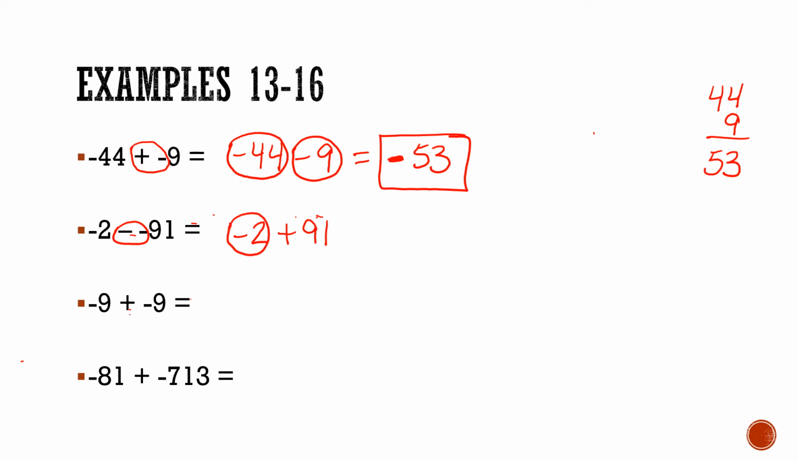Okay, do you have more negative or more positive? You have more of your positive number. And the signs in front of each of those, one is negative, one is positive. So they're different signs, which means you subtract. So you're going to do 91 minus 2, which is 89, and that's positive 89.